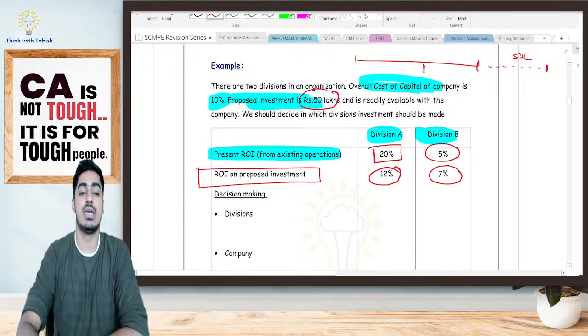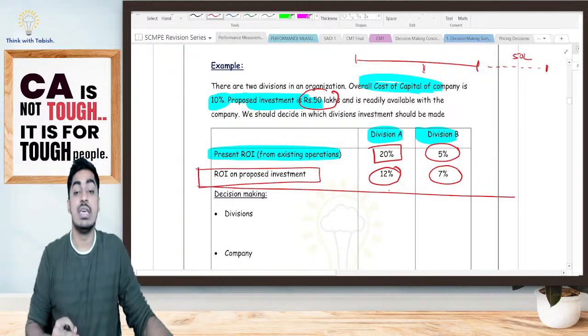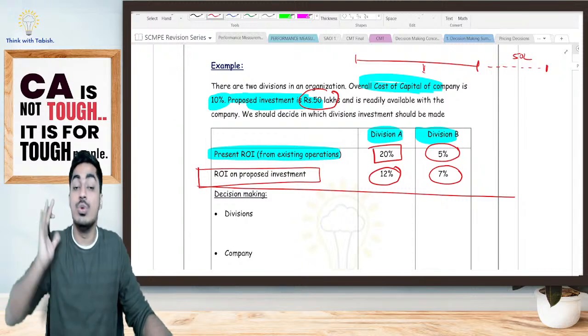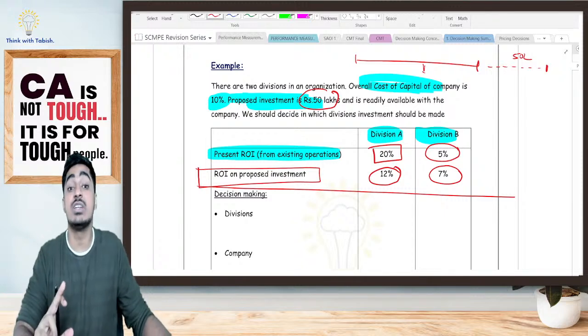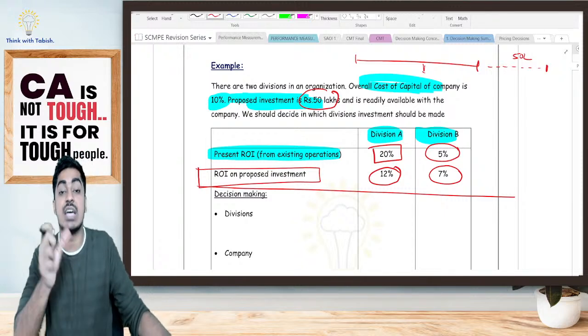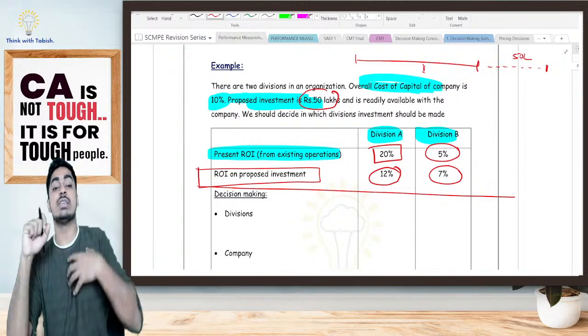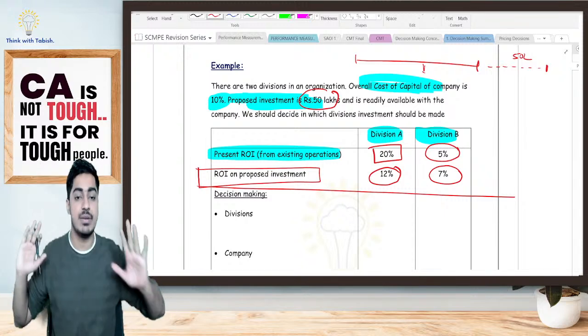Now, decision making from the perspective of the division, look at this, students. In case of ROI, if ROI is my performance measurement tool, how will the performance be measured? Performance will be measured based on the return on investment percentage. So if my ROI percentage is increasing, the divisional manager will be happy. If the ROI percentage is decreasing, he will be sad. Is it clear?